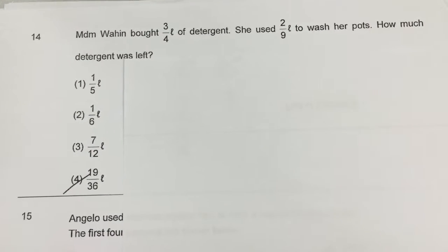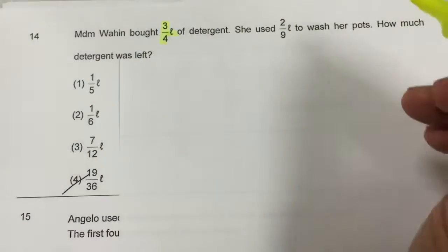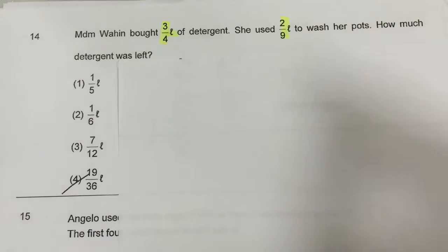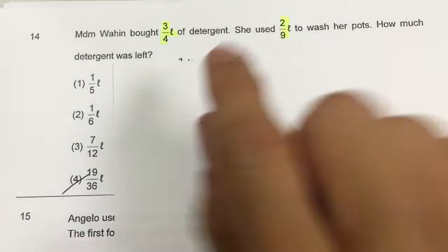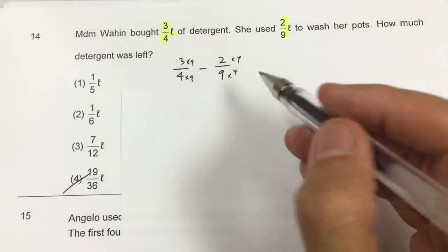Question 14. Madam Wahin bought 3 quarter liter of detergent. She used 2 over 9 liter to wash. How much detergent was left? So you take this, subtract this. 3 quarters subtract 2 over 9.